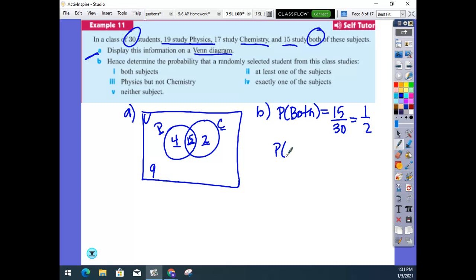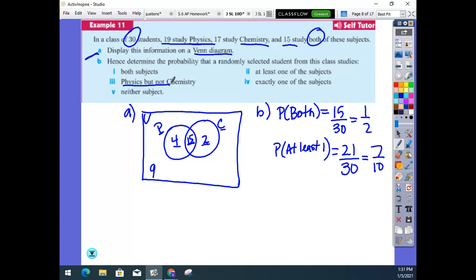Probability of at least 1. All right, so that means somewhere in this circle, which is our 21 out of 30. And then I can reduce by 3 to get 7/10.